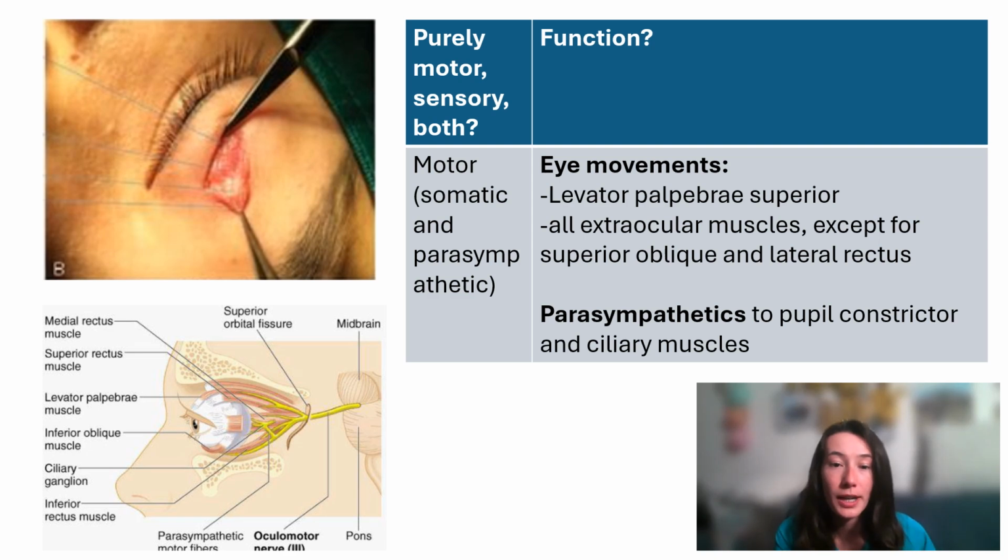The other somatic motor involvement this nerve has is the activation of the levator palpebrae superior. This is the muscle that raises our upper eyelid. Sorry for showing such an intense photo, but it allows you to see where this muscle is actually located, which is just deep to the skin.